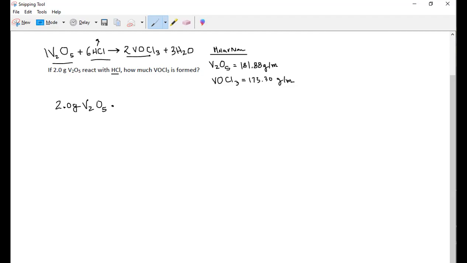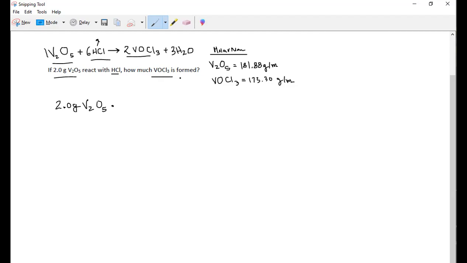It's not asking us anything about HCl. It's just saying that V2O5 has reacted with HCl. That's fine, but that's really not our concern. Our concern should be, okay, 2 grams of V2O5 is how much of VOCl3, right? And the chemical reaction is very generous, because it gives us the proportion in terms of moles of how these compounds are interacting.